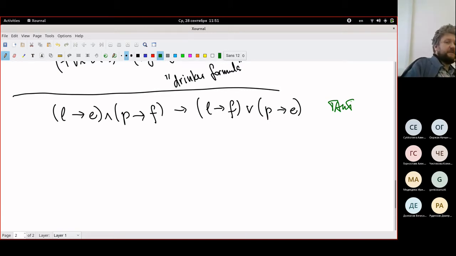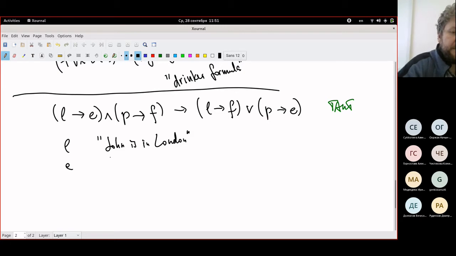L, E, and P, F are just propositional variables. And now let's give them the following meaning. So L means that, say, John is in London. E means that John is in England. P means that John is in Paris, and F means that John is in France.